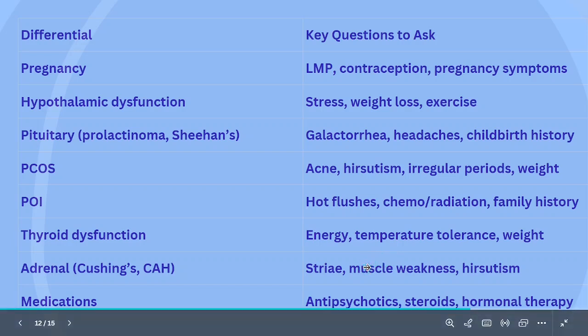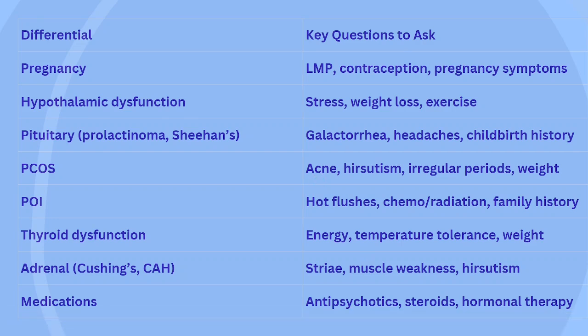For adrenal causes such as Cushing's, ask about any tiredness or weakness. For muscle weakness, you can ask, do you have any difficulty combing your hair? Do you have any difficulty standing up from a sitting position or difficulty walking upstairs? You can ask about changes in their voice and any facial hair. And while examining, you can look for stria. For the medications, hormonal therapy, birth control pills, and steroids are really important.